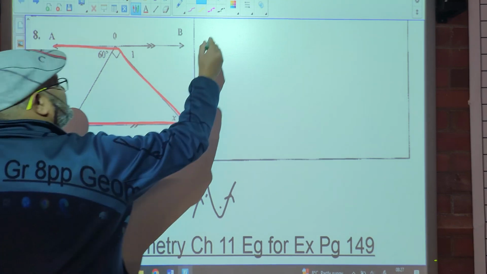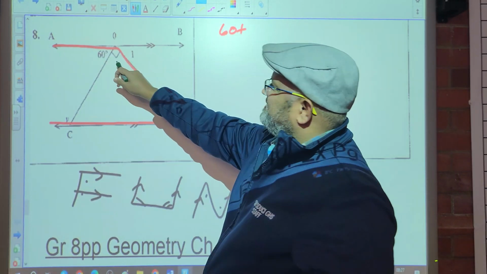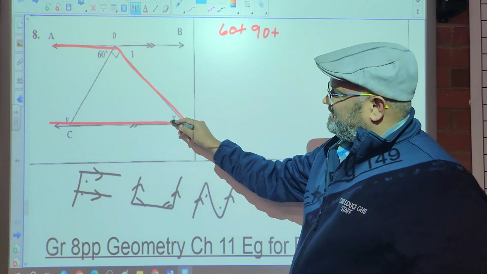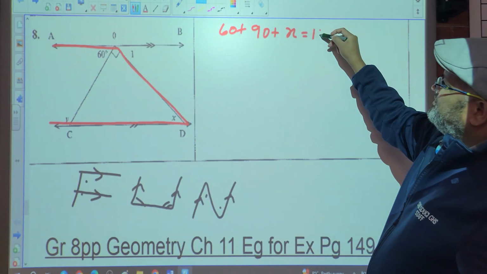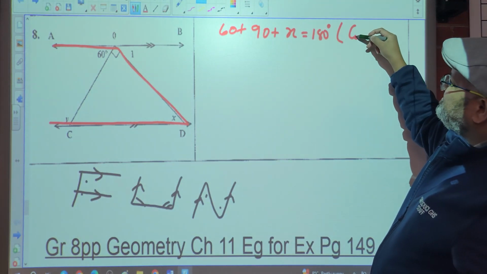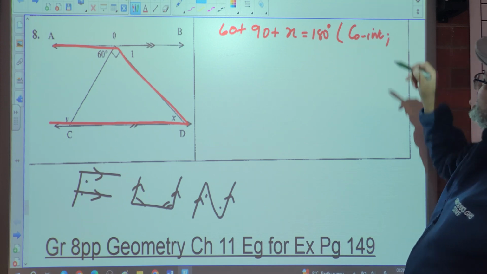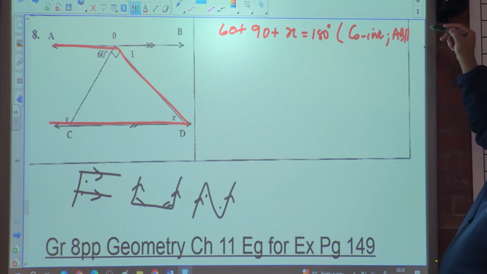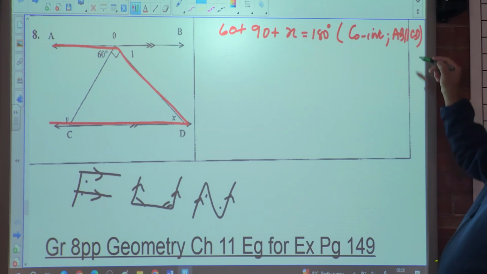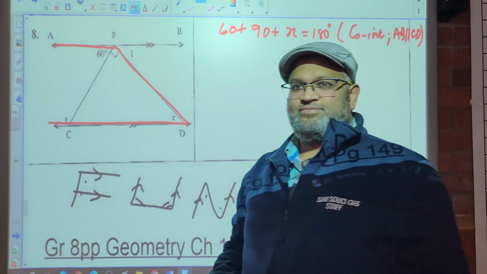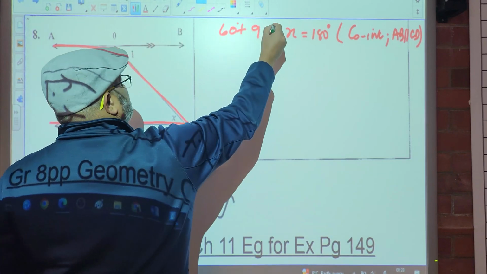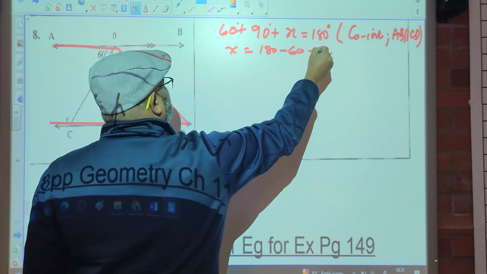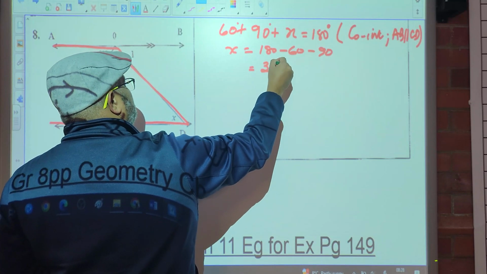So that means you say that 60 plus 90 plus X is equal to 180, co-interior angles, with AB being parallel to CD. You all understand? We solve for X, a simple equation, so it's 180 minus 60 minus 90. That gives you an answer of 30 degrees.